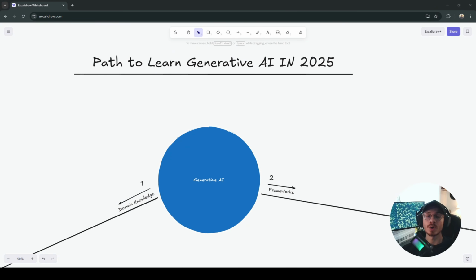Two years ago, when I wanted to learn about generative AI, there was not a clear path for it. I had to find the pieces one by one, put all the things together, and see how things work.